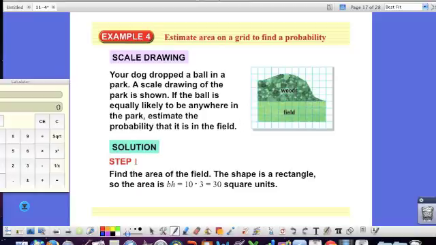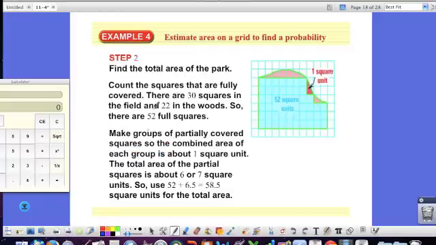In a scale drawing, your dog dropped a ball in the park. Scale drawing of the park is shown. It's broken into sections. If the ball is equally likely to be anywhere in the park, estimate the probability that it is in the fields. So first you have to find the area. This shape is a rectangle, okay? So the field is 10 by 3 or 30 square units.